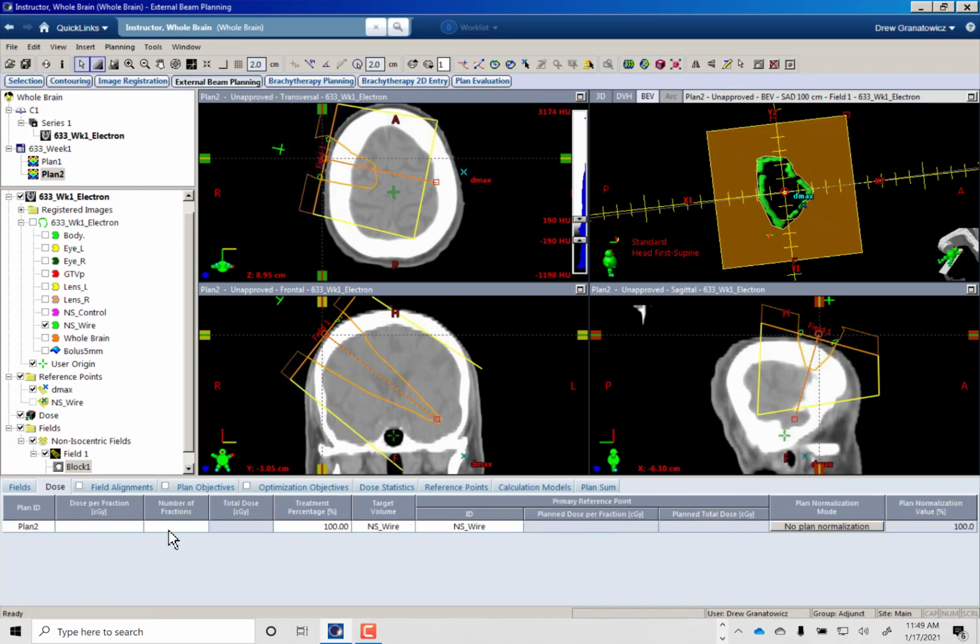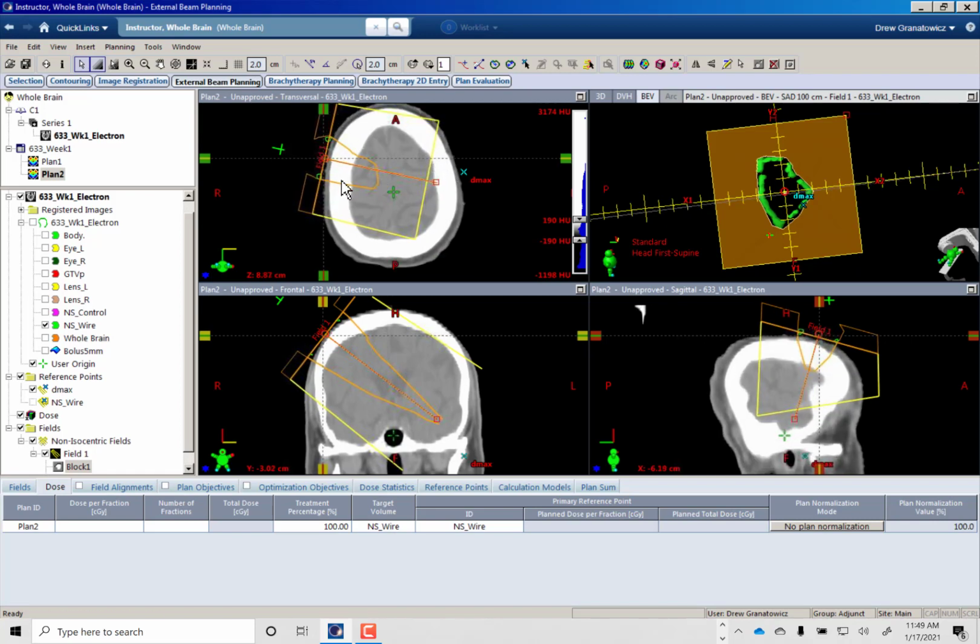Next, I would put my prescription in. You can just do 200 times 25 again. We're going to prescribe to the 90% line. I need to add bolus, so add a half cm bolus here and prescribe. And I'm going to let you guys give that a shot on your own. If you have any questions, let me know.